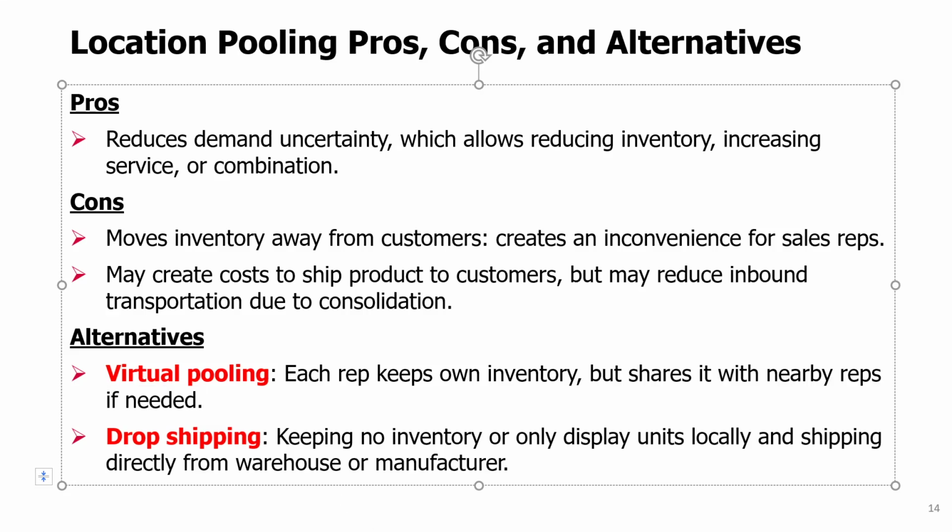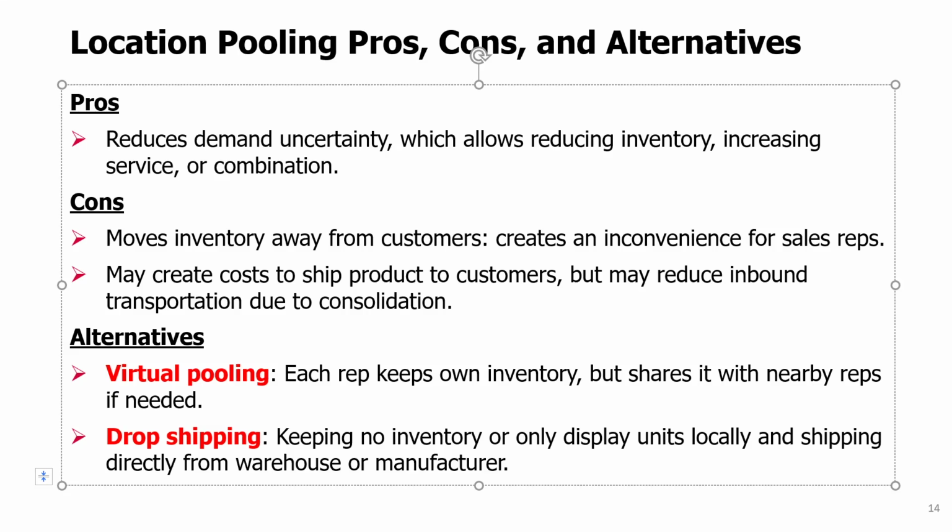Maybe now they have less inventory each because they know in case they have a shortage, they can call on a few neighbors, nearby territories, sales reps, and ask them for the unit. And it's very likely that all of them will not experience a shortage at the same time. So virtual pooling would work in a similar way as the pooled inventory from that perspective.